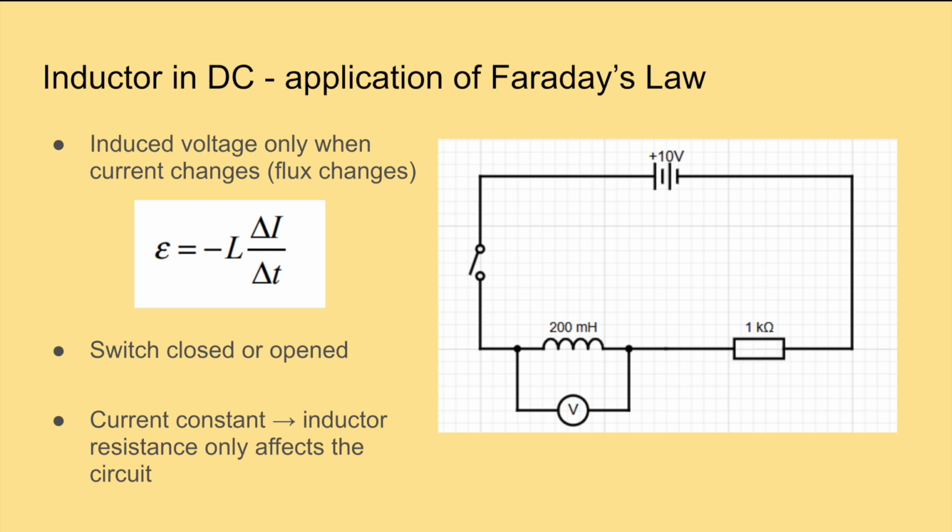When you are doing alternating current stuff with inductors, the current is always changing, so we don't have to worry about switches. When the switch is closed, once the current gets to its constant state, the only thing the inductor does in the circuit is its resistance will affect the circuit a bit in terms of current. But other than that, it doesn't really play a role.